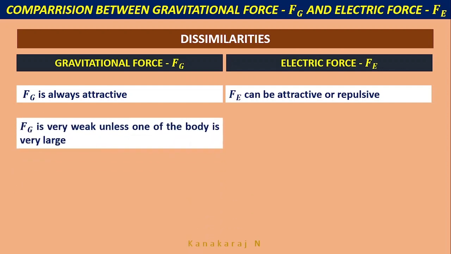The gravitational force is very, very weak unless one of the bodies is very large. We don't find any gravitational force between two small balls, but we find a gravitational force between the earth and a small ball.